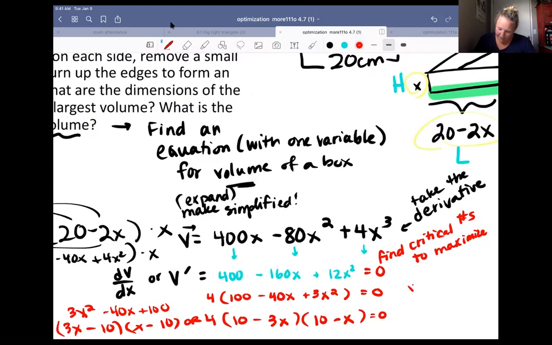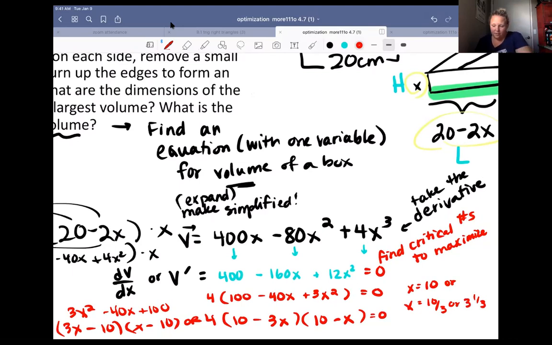You get an x value of what, 10, or if you add the 3, divide it, what's that going to be, 10/3? Which is what, 3 1/3? Is that what that is? Those are your 2 options for this, solving that derivative equal to 0.